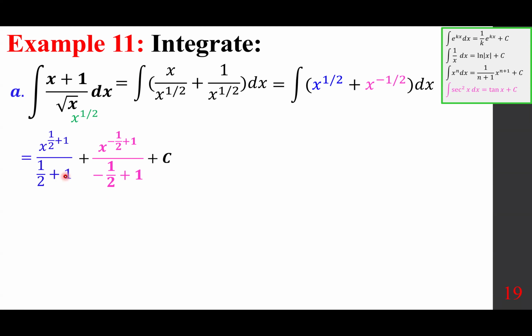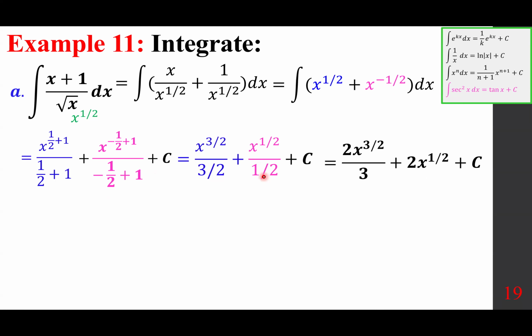1/2 plus 1 is 3/2. Negative 1/2 plus 1 is 1/2. This means 1 over 3/2 makes it 2/3. This means 1 over 1/2 makes it 2. So the final answer is 2/3 x to the power of 3/2 plus 2x to the power of 1/2 plus a constant.